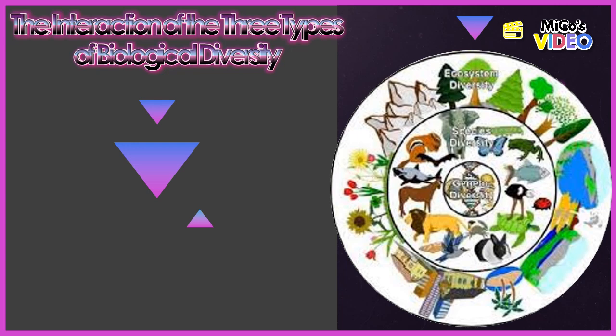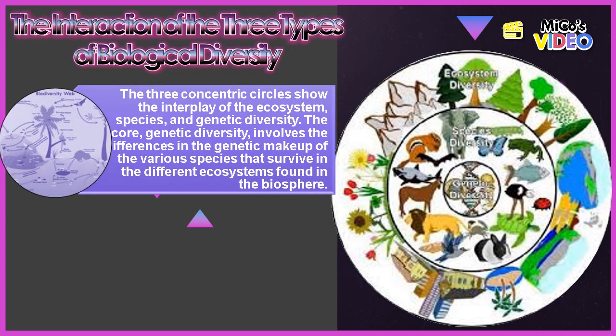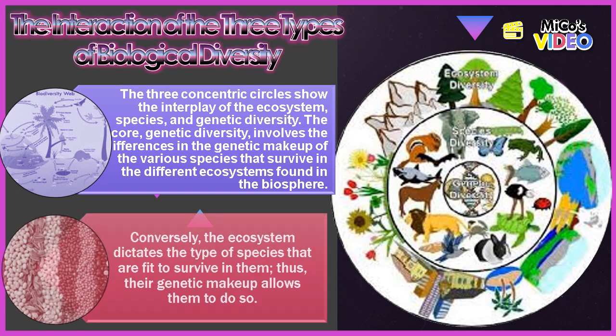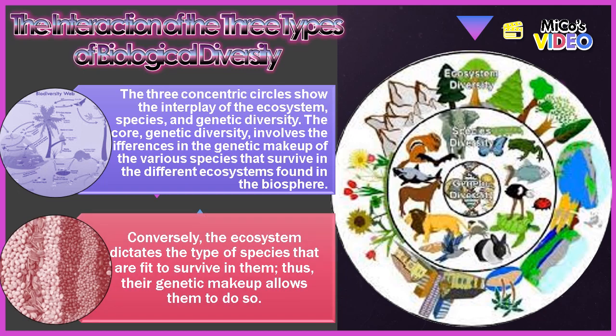Now let's move on to the interaction of the three types of biological diversity. The three concentric circles show the interplay of ecosystem, species, and genetic diversity. The core, genetic diversity, involves the differences in the genetic makeup of the various species that survive in the different ecosystems found in the biosphere. Conversely, the ecosystem dictates the type of species that are fit to survive in it. Thus, their genetic makeup allows them to do so.